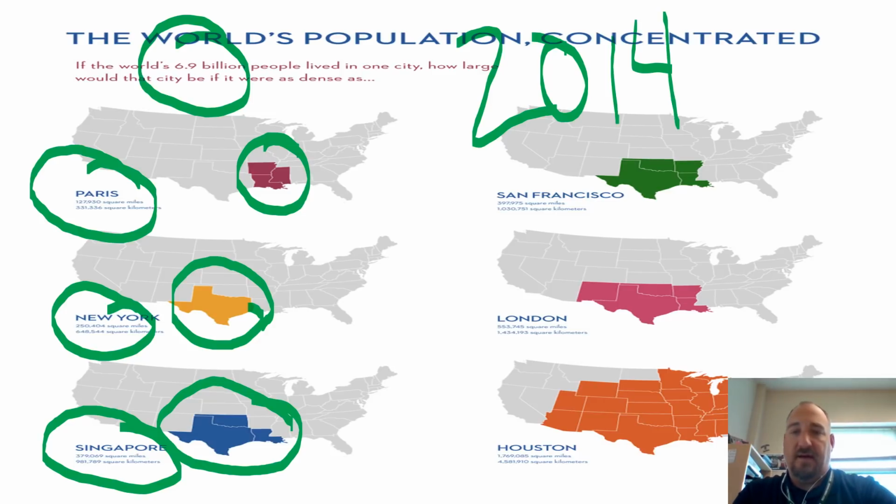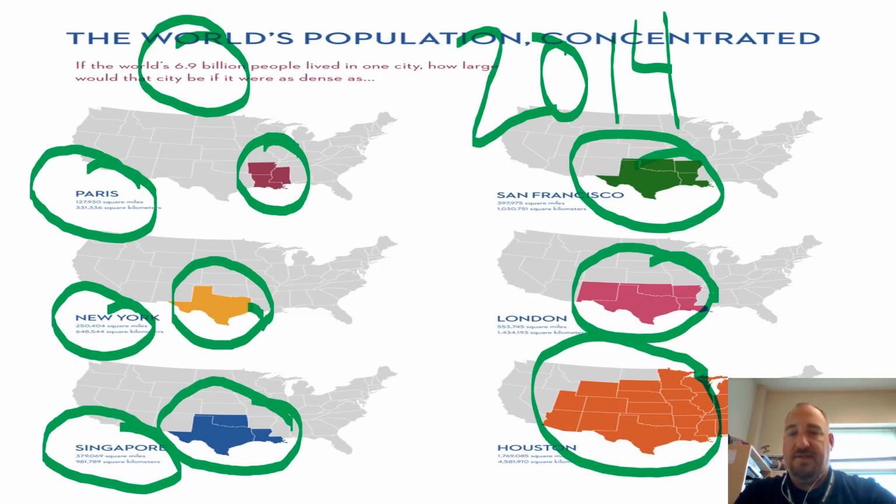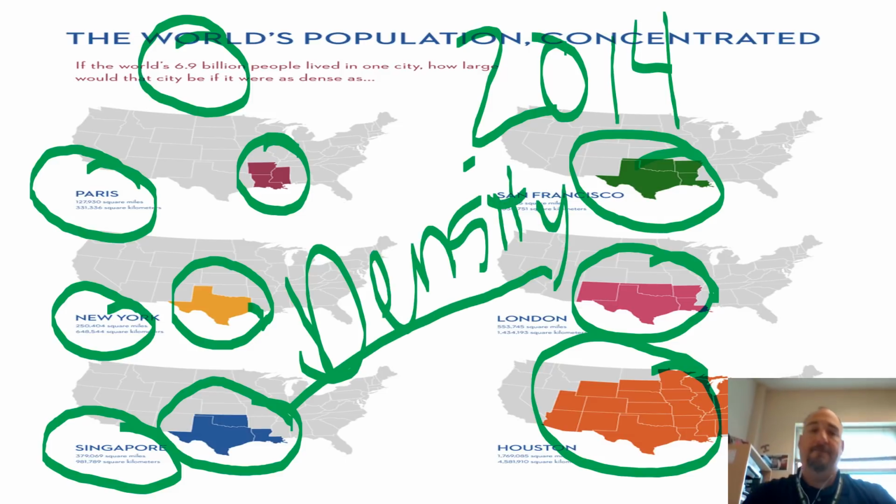So on with San Francisco. We see the different combinations of states. London, and then Houston, and this is in terms of density, right? How many people per square mile? So hopefully you got a grasp on population, and we will talk to you again next time.